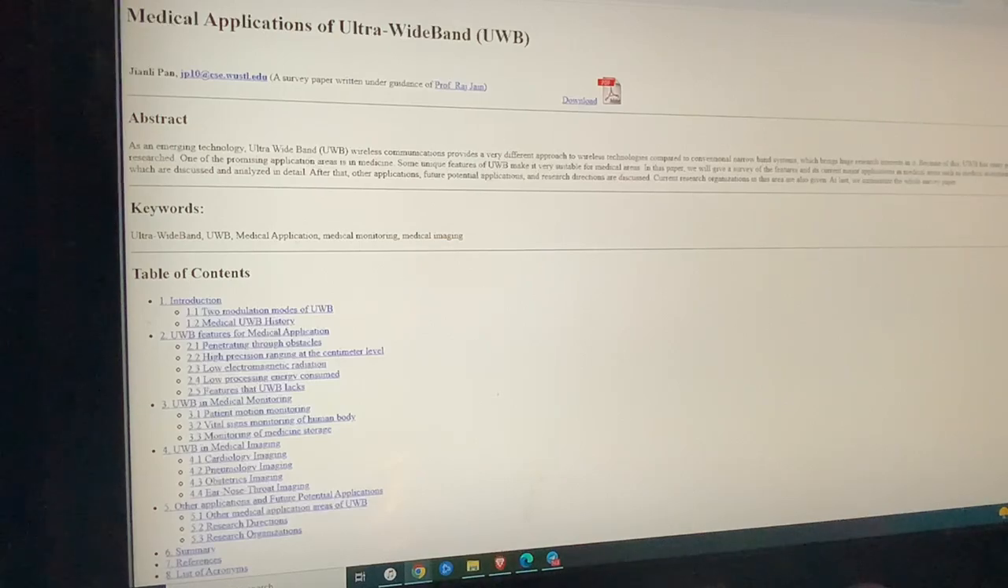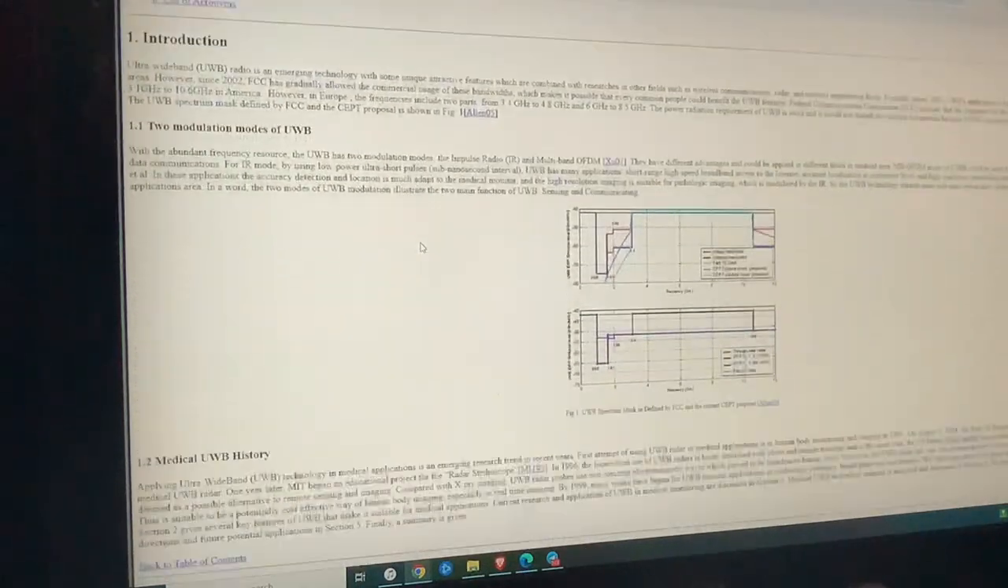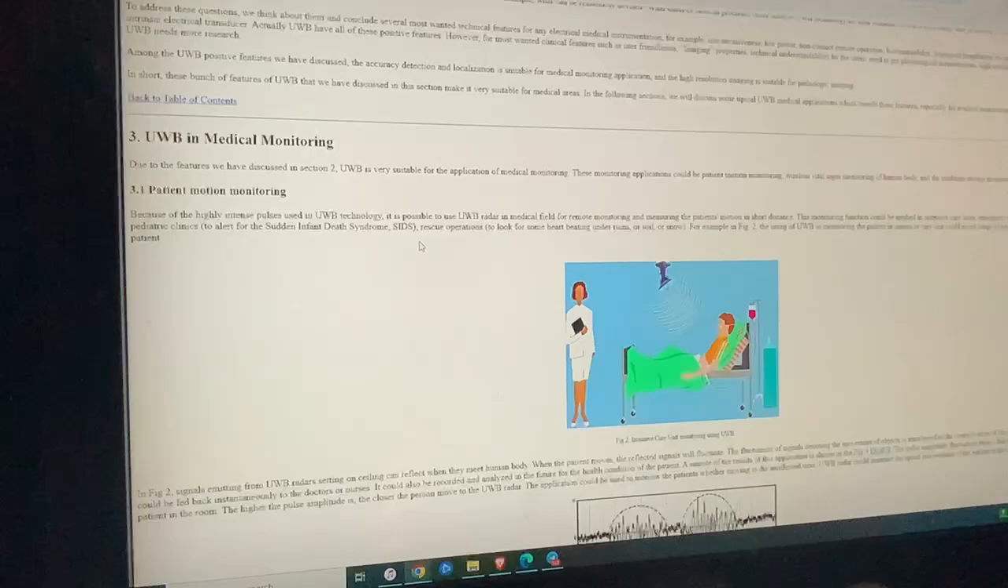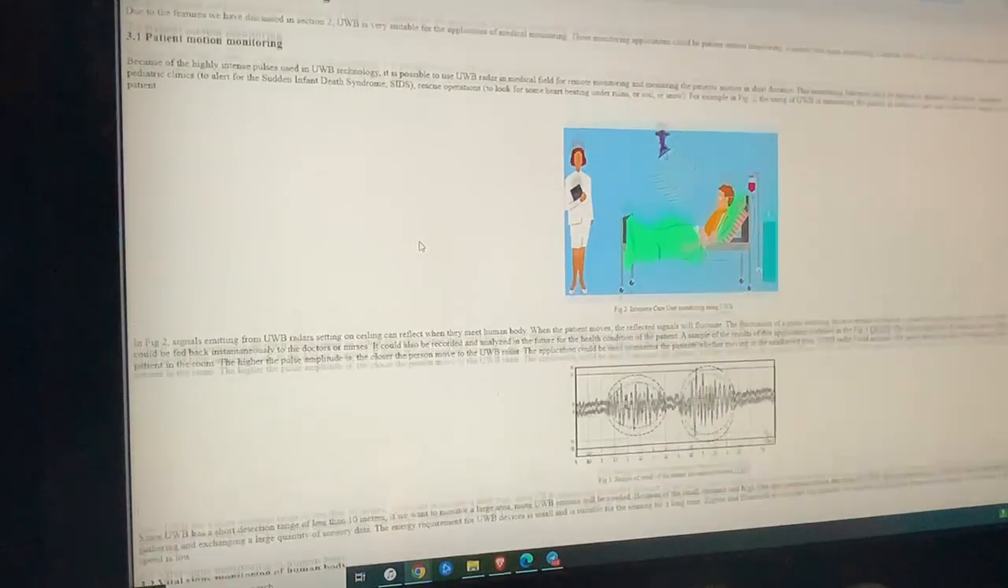Yeah. Crazy like Cambridge. As an emerging technology, ultra-wideband wireless communications provides a very different approach to wireless technologies compared to conventional narrowband systems, which brings huge interest in it. Because of this, ultra-wideband has many potential applications to be researched. Key words: ultra-wideband, medical application, medical monitoring, medical imaging. Oh, look, it's a Yeti.